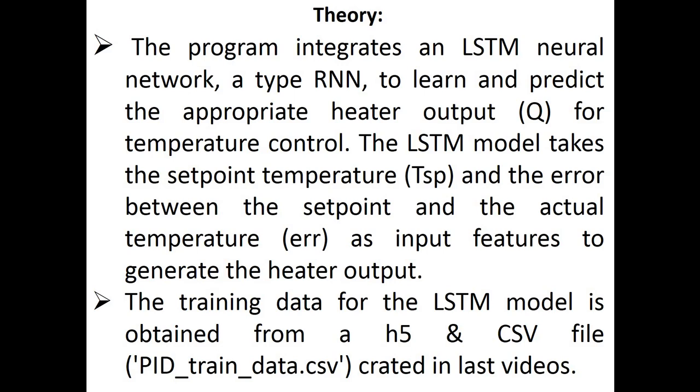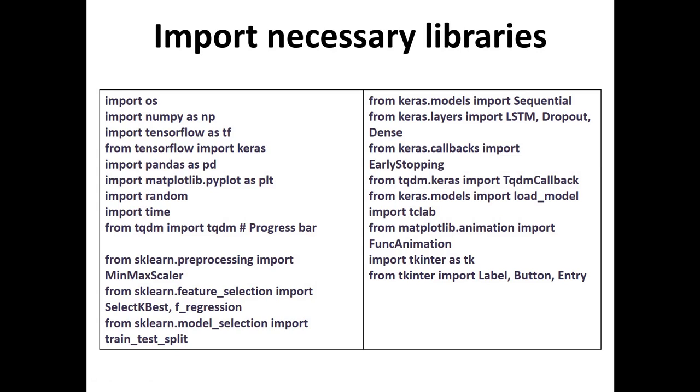The LSTM model takes the set point temperature TSP and the error between the set point and the actual temperature as the input features to generate the heater output. The training data for the LSTM model is obtained from the earlier videos, that is an H5 file, which is a standalone model which you have created, and also a CSV file, that is a dataset that you can see in the previous videos. Now the procedure for the program is going to be in the forthcoming slides.